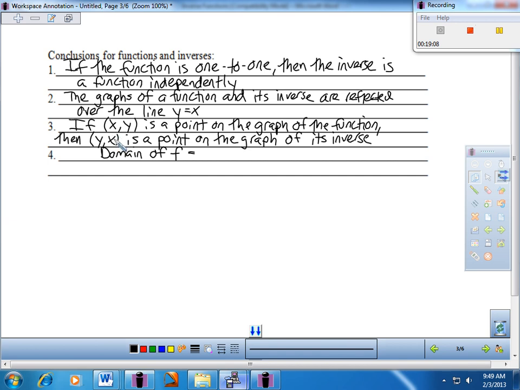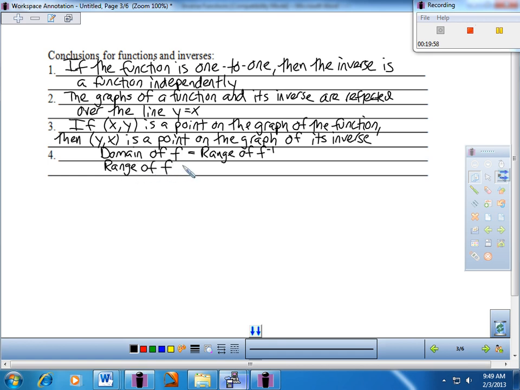They're the second part of the ordered pair on the inverse. So all of these values move to the output of the inverse. They become the range of the inverse. So the domain of the function is actually now equal to the range of the inverse. Wonderful.